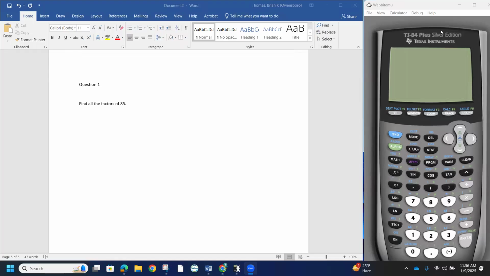In the fraction section, what's important also to understand is what factors are. So the first question in the fraction section is find all the factors of a number. This one is find all the factors of 85.